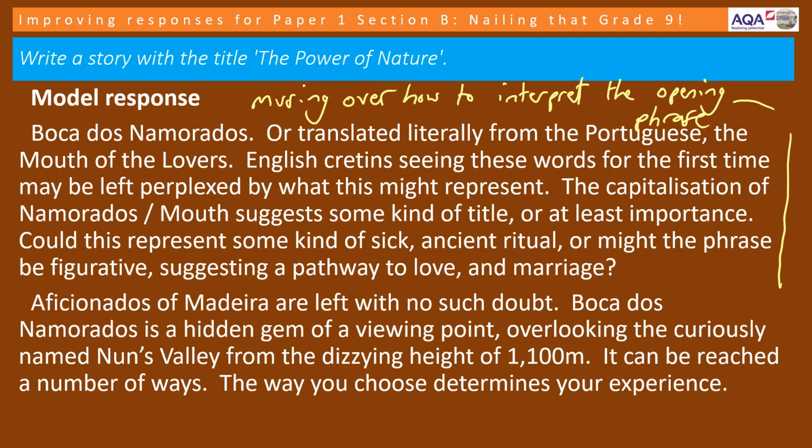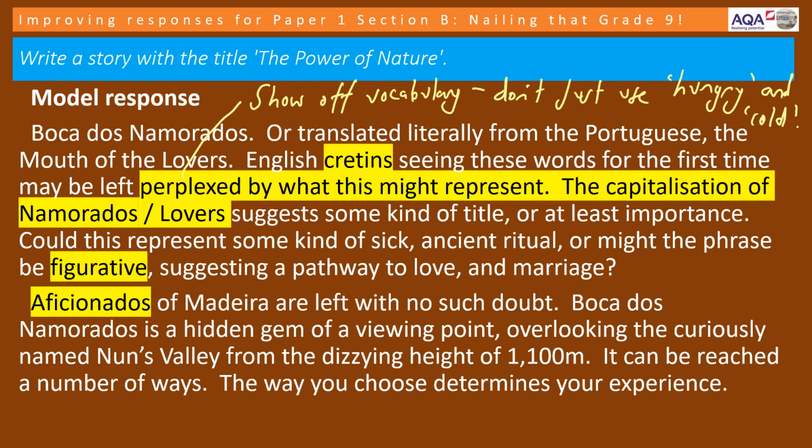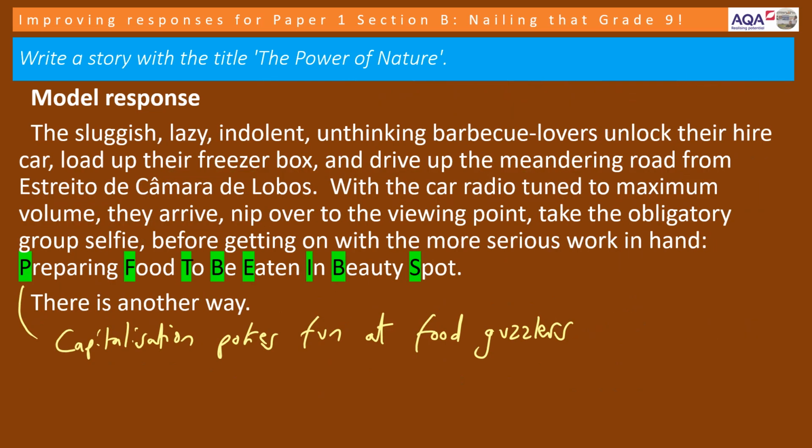Some reflections on this. As with one of my pupils, I started by suggesting different ways something could be interpreted. What might Boca dos Namorados actually refer to? But I don't tell my reader this until the second paragraph, hopefully mildly intriguing them and encouraging them to continue reading. Notice ambitious vocabulary from the start, and then the hint of a strident tone, seen in the reference to the English as cretins. Note the humorous use of capital letters in the final sentence of the third paragraph.